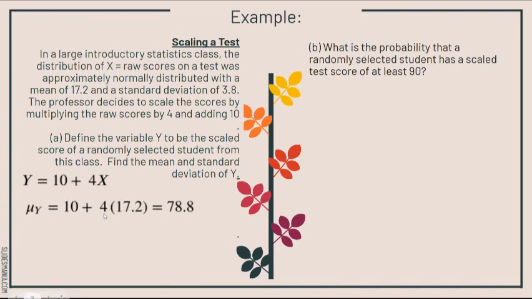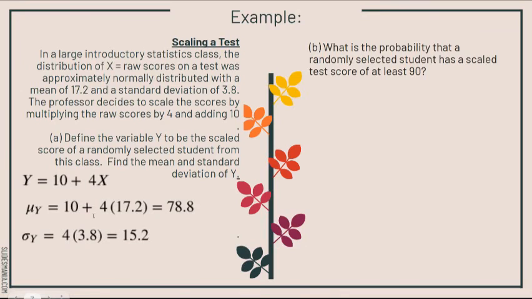So for the mean, we would do just that. We would plug in the mean here. So 4 times 17.2 and add 10 to it. So the new mean is 78.8. So the mean is changed by multiplying and adding. But standard deviation is not changed by adding, so we only multiply to get our new standard deviation.